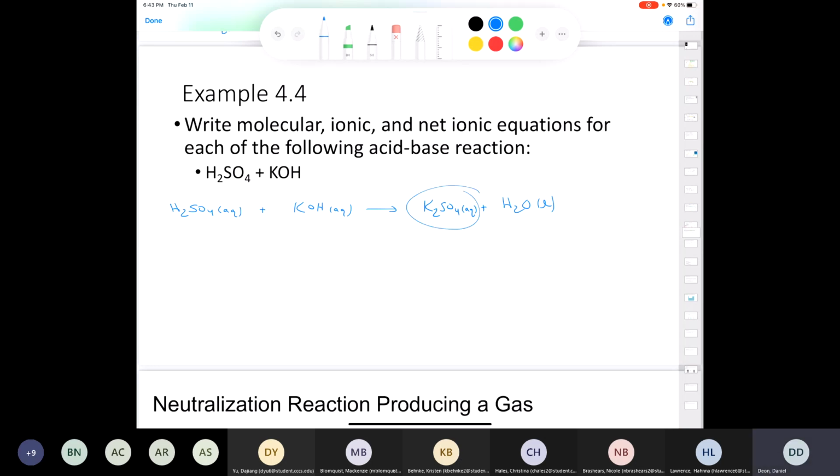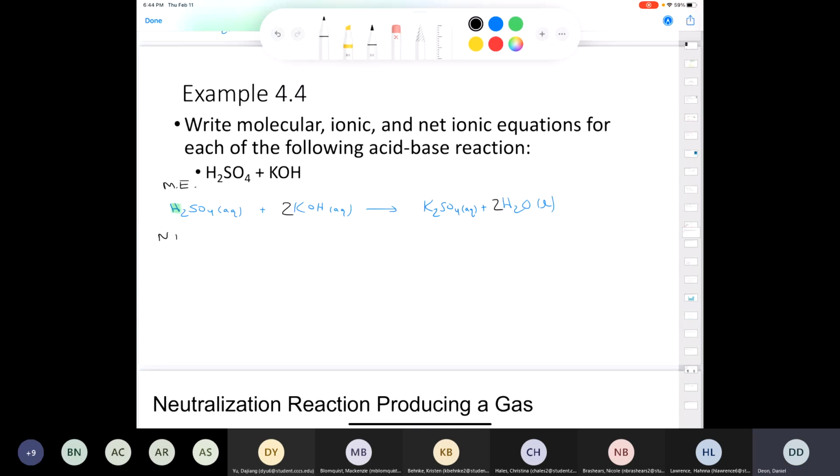How did I know I was going to get potassium sulfate? All I did was combine the H with the OH to give me water, and then I combined the sulfate with the potassium to give me potassium sulfate. Now this equation isn't balanced. We have 2 potassiums over here, so we need to have a 2 here. And then we need to have 2 over here because the oxygens, here we have 6 and here we have 6. Okay, good. Everything's balanced. This again is my molecular equation.